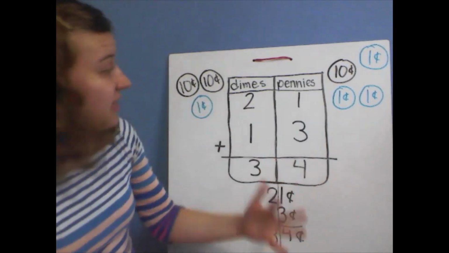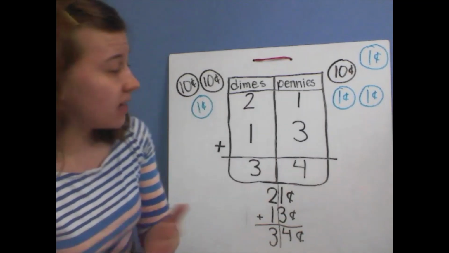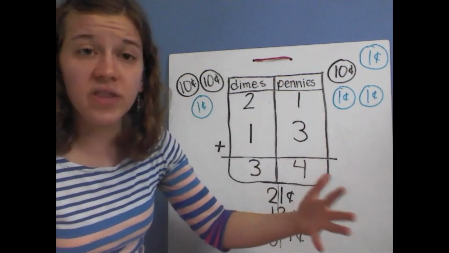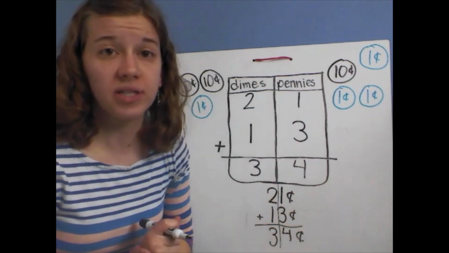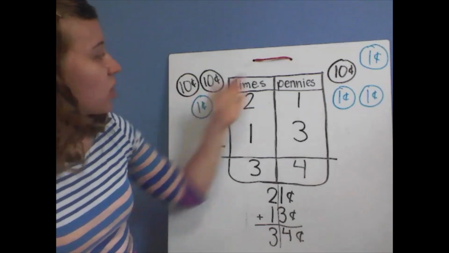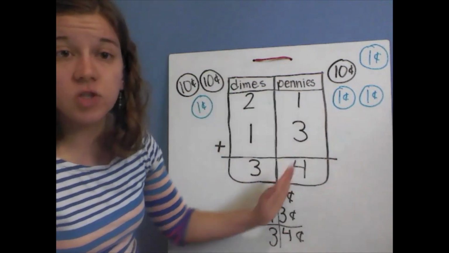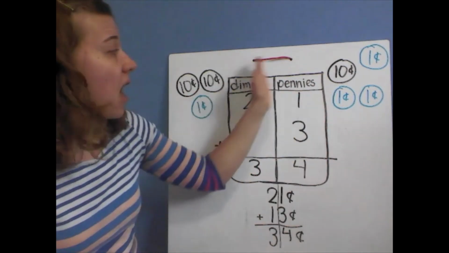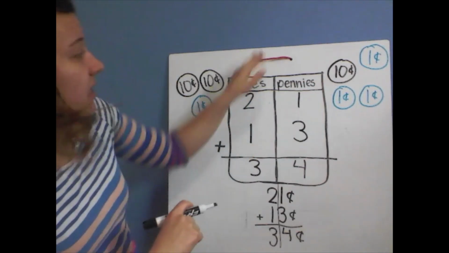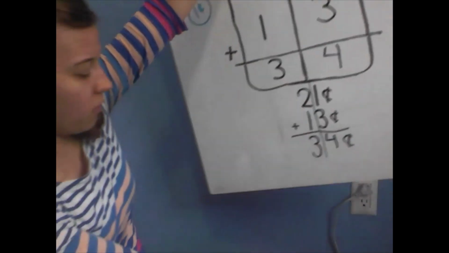Okay? So that's how you can add money together. Add dimes and pennies all together. It's the same way that we add 2-digit numbers together. Okay? So you're going to start off on the worksheet. It's going to show you one of these charts with dimes and pennies, but then you're also going to do it without the chart, just like this. Okay? Let's do one more together before you move on.